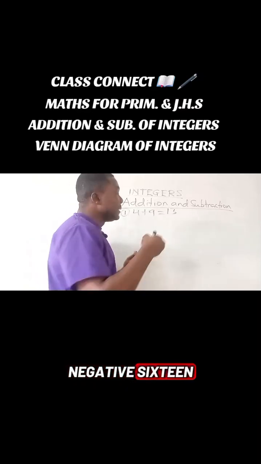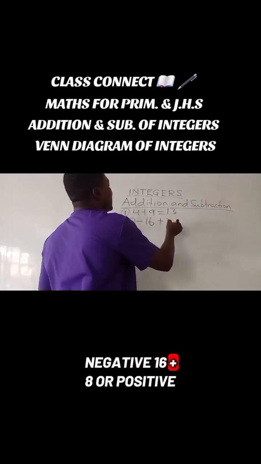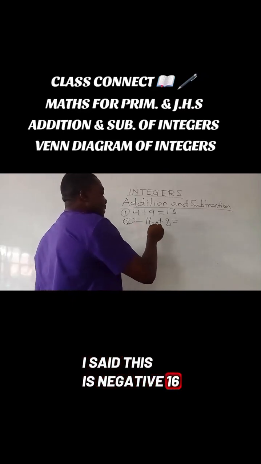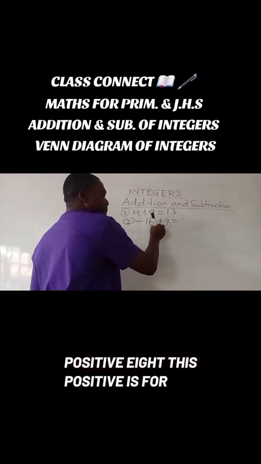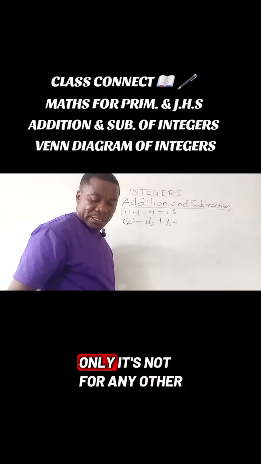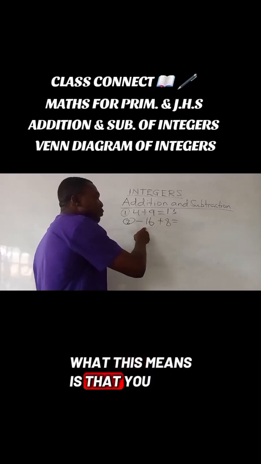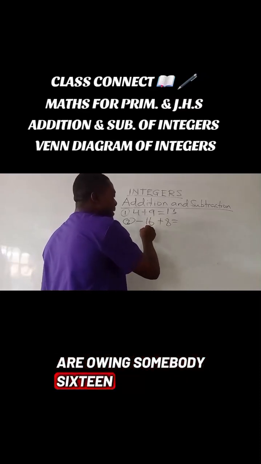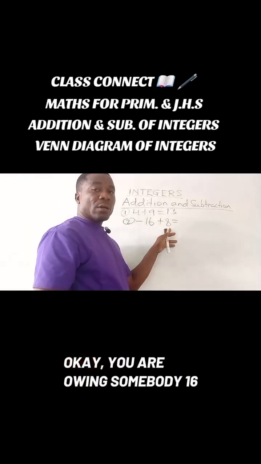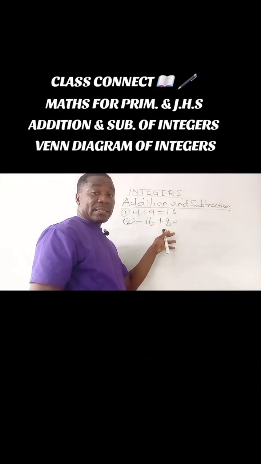Negative 16 plus 8, or positive 8. I said this is negative 16, positive 8. This positive is for the 8 only. It's not for any other number, but it's for 8. Now, what this means is that you are owing somebody 16, and then you have money 8.